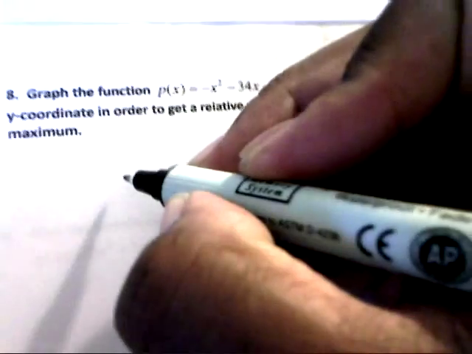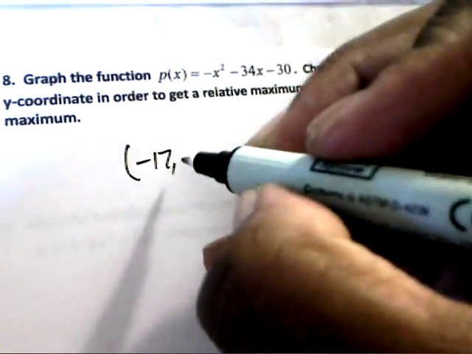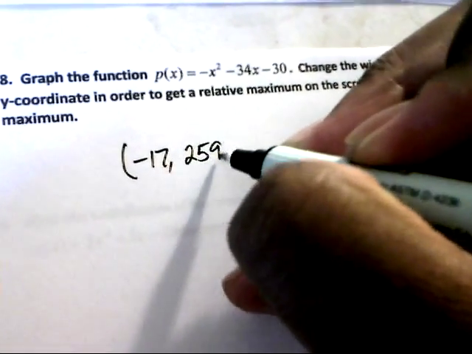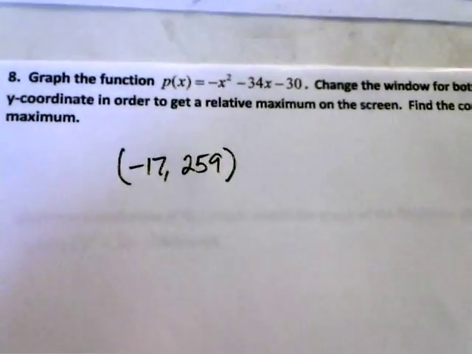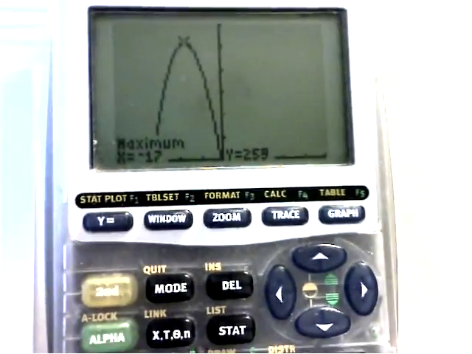So you have to write down your x and your y coordinate. Negative 17 and 259. Okay? Alright, so that's what the maximum looks like.